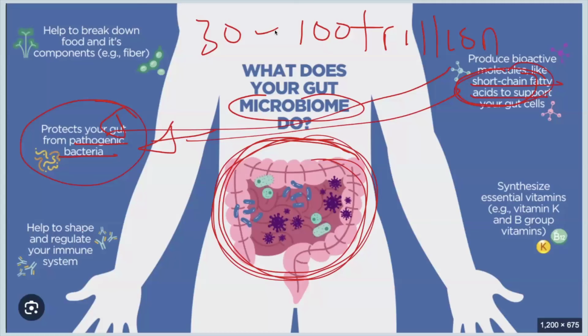If it's not tight, it's loose. We talk about leaky gut. Bacteria and toxins seep through the gut into the bloodstream, resulting in chronic inflammation and diseases.